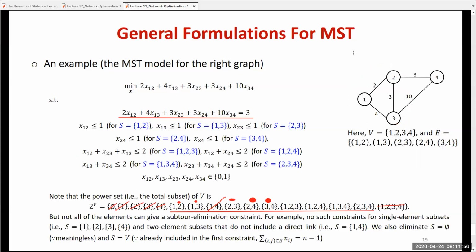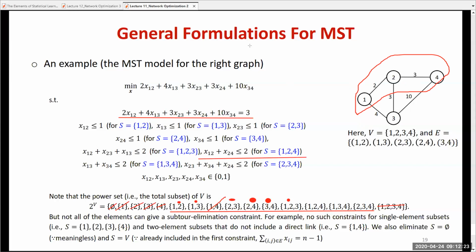And then, sorry about the noise. And then for the subset 1, 2, 4. 1, 2, 4 is here. How many edges are included? I have x12 plus x24, right? And this should be less than or equal to 2. And again, 2 is because I have 3 elements. 3 minus 1 equals 2.